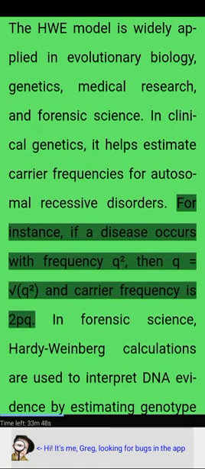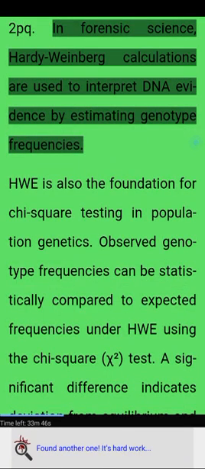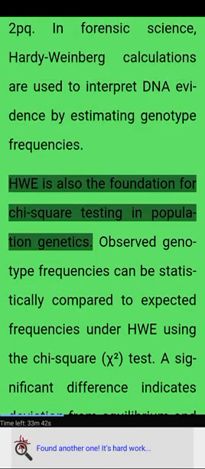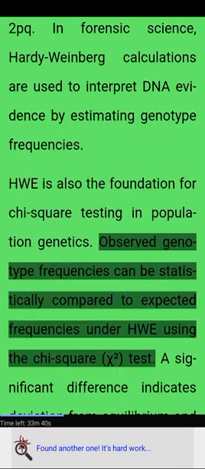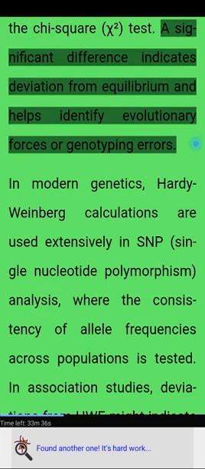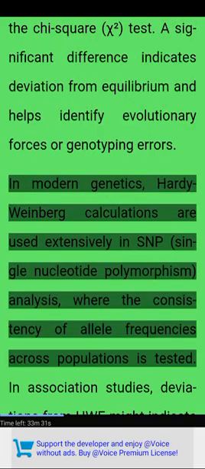For instance, if a disease occurs with frequency q squared, then q equals the square root of q squared, and carrier frequency is 2pq. In forensic science, Hardy-Weinberg calculations are used to interpret DNA evidence by estimating genotype frequencies. HWE is also the foundation for chi-square testing in population genetics. Observed genotype frequencies can be statistically compared to expected frequencies under HWE using the chi-square test. A significant difference indicates deviation from equilibrium and helps identify evolutionary forces or genotyping errors.